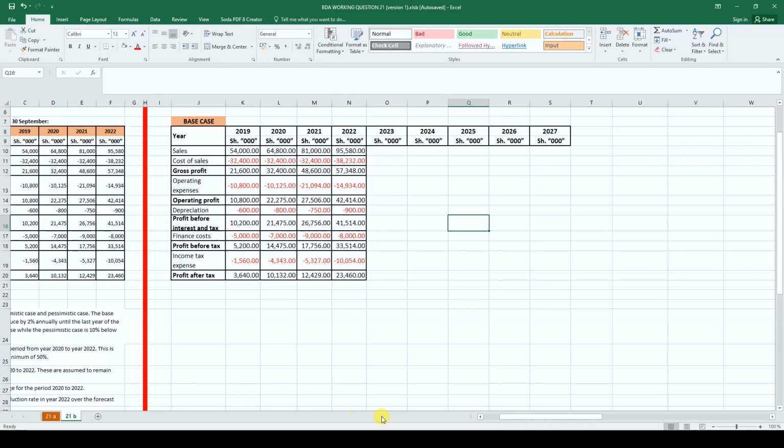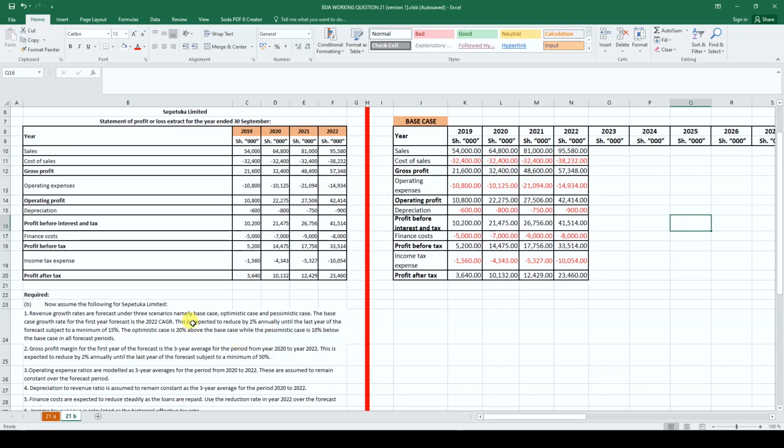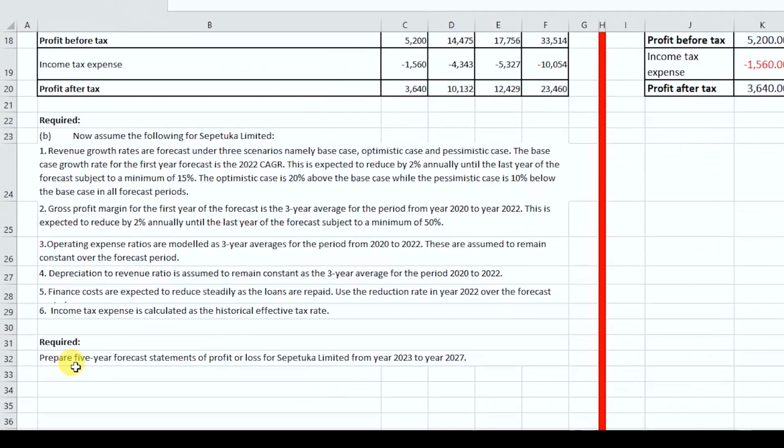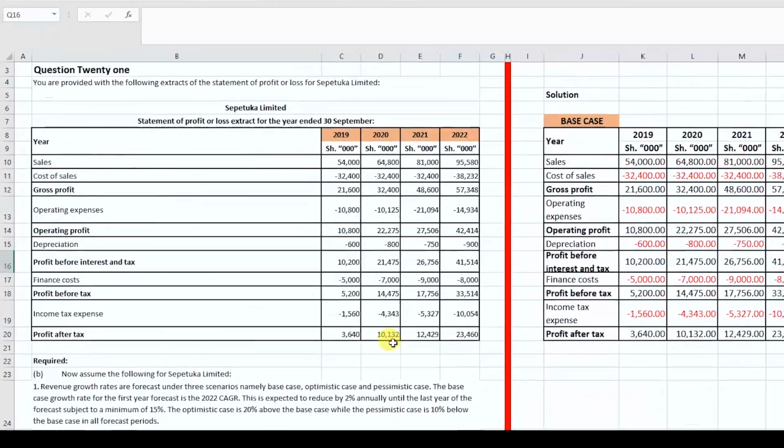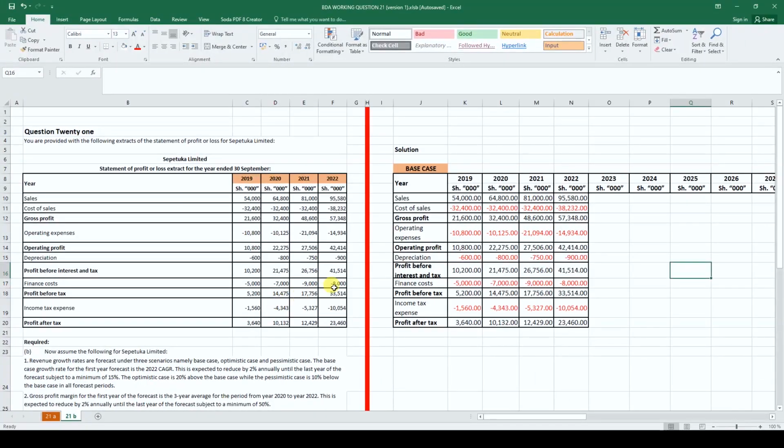Click that tab and you can see, on the right of your screen, I have the statement of profit and loss extract the way it was given in the question. And you are required in part B to prepare 5-year forecast statements of profit and loss for Sepetuka Limited from year 2023 to year 2027. So I've replicated this extract of profit and loss, which is on the left of your screen, right over here on the right of your screen, right up to there.